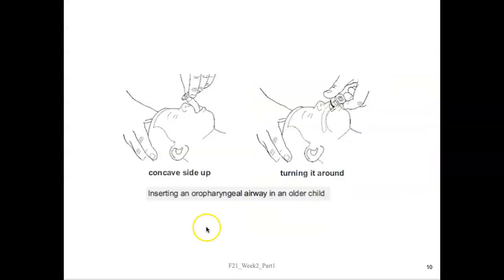This is the right way to put it in. Now they're saying an older child, but this is also the way you put it in for an adult. So you put it concave up first, you slide it in. When you reach the back of the throat, you turn it around and you have your airway in place.